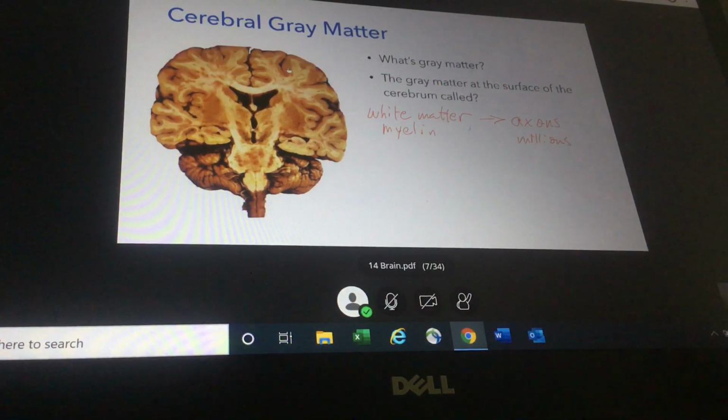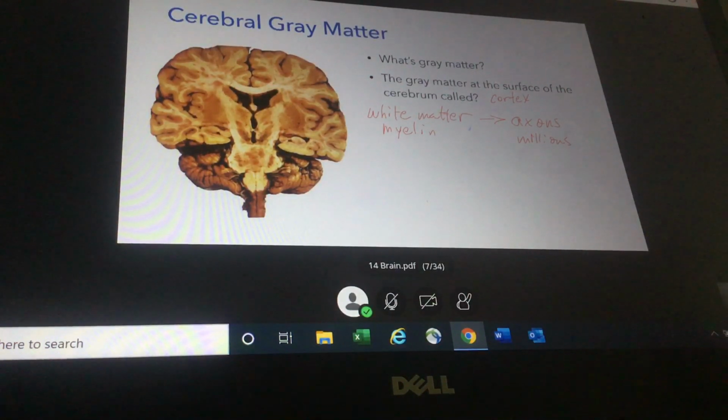So that's what you're seeing when you look at a cross-section of the brain macroscopically. The gray matter is mostly cell bodies and dendrites of millions and millions of neurons right at the surface. And then their axons are bundled together in this white matter area. Okay? The gray matter at the very surface of the cerebrum is called the cortex, the cerebral cortex.